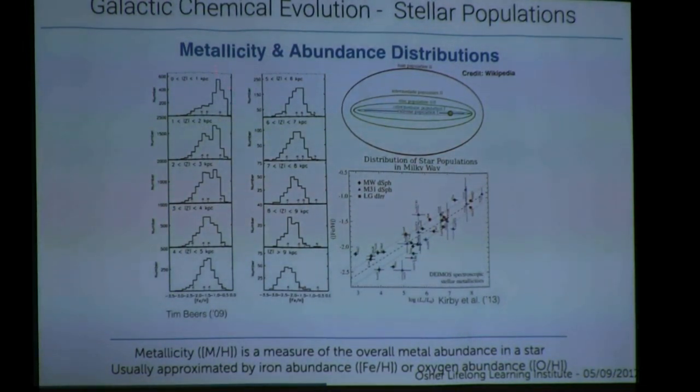So here we have metallicity and abundance distributions. Metallicity is basically the measure of the amount of iron to hydrogen in the atmosphere of a star. And the cool thing is if you look at the Milky Way, we have this distribution. We live in what's called the population one area of the galaxy, which is the disk of the galaxy, and that's the most metal rich.